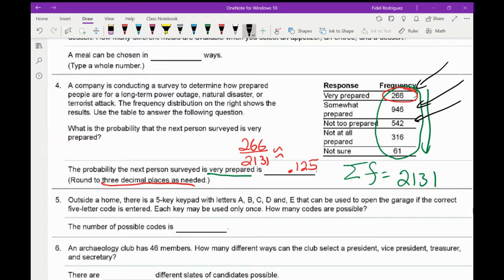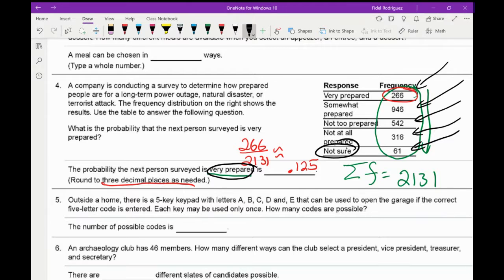Either these numbers here would change, right? So that might be one thing. Or the other thing is those numbers might stay the same, but instead of very prepared, it might say something like, suppose, what's the probability that the next person surveyed is not sure? And then you would say, well, 61 out of 2131, right?